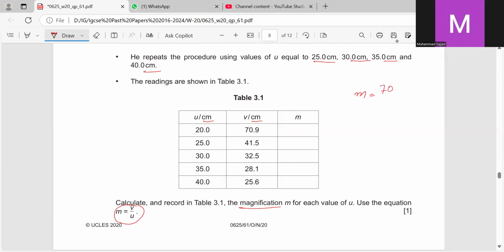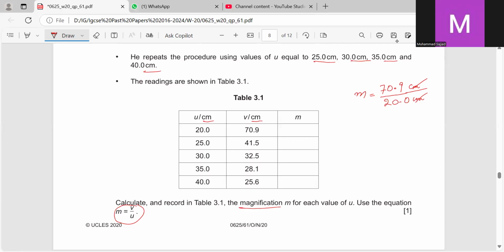So 70.9 over 20.0. This is in centimeters, this is also in centimeters. So centimeter is cancelled with centimeter. There is no unit remaining. So when we are doing it, we are getting the answers for the values of m.